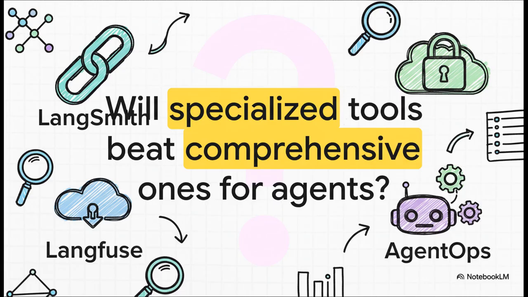As AI agents get more and more powerful and more autonomous, are we going to see a bigger need for specialized tools like AgentOps to win out? Or will the big comprehensive platforms like LangSmith just adapt and evolve to cover these new super complex use cases? It's definitely something to chew on as you go out and build the next generation of AI.